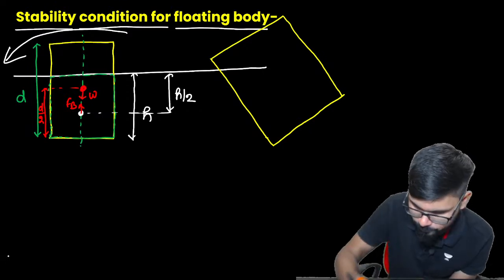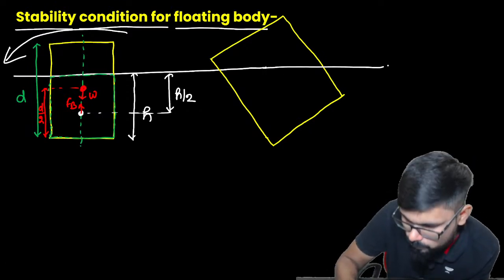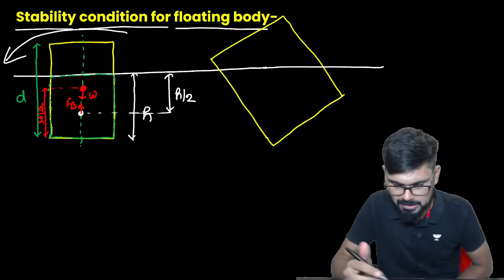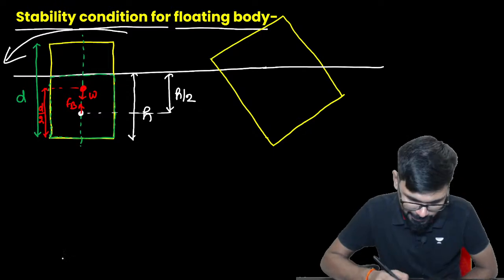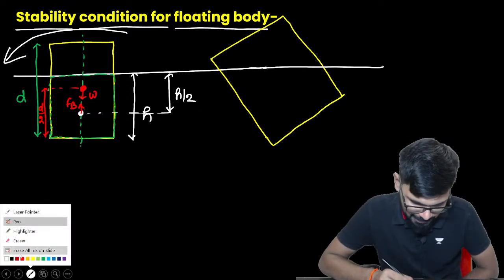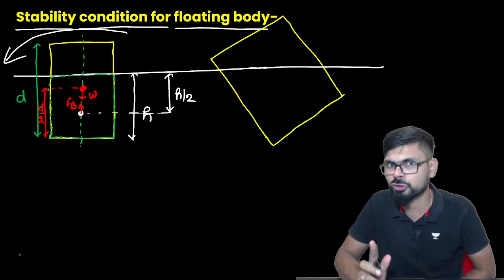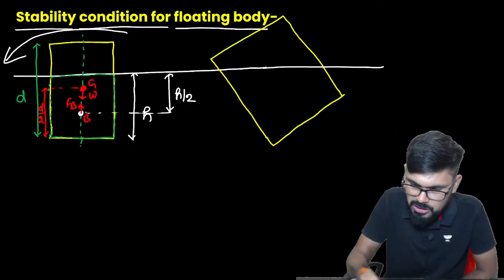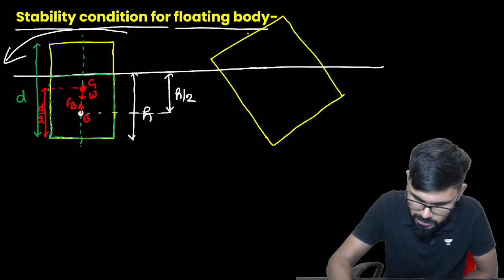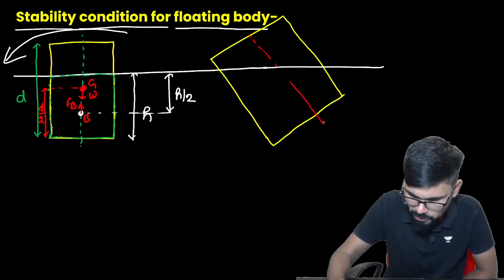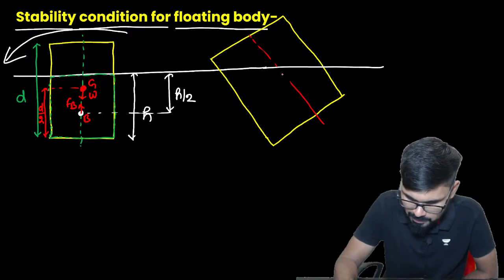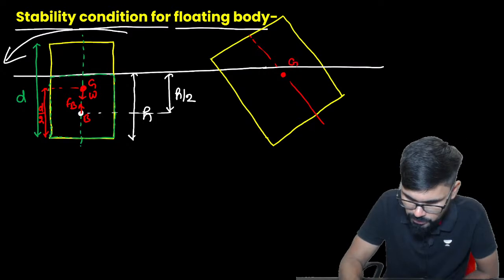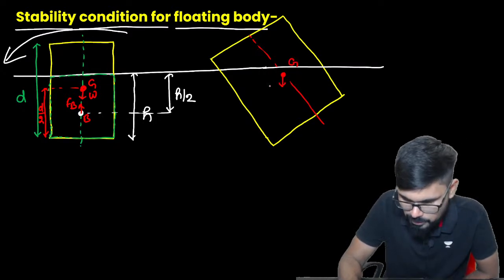Clear? Now in this case, when you are tilting in this direction, is there any change in the location of the center of gravity? G will obviously not change, right? So G will stay in its position, at the center of the body, somewhere here. This is G.